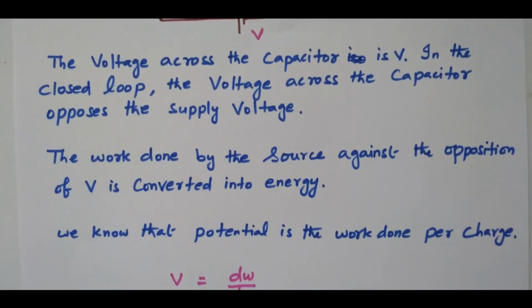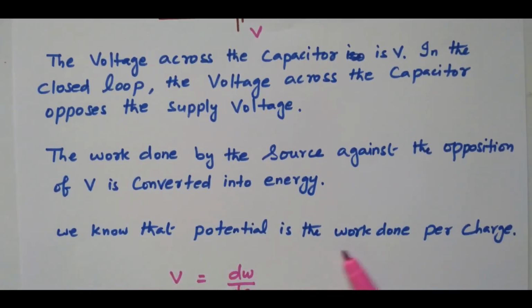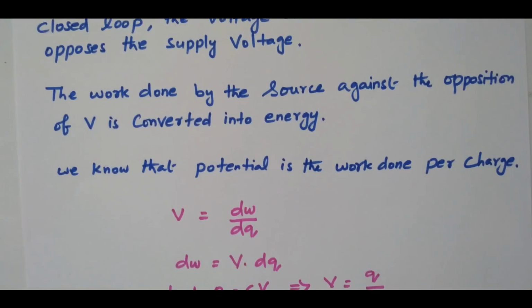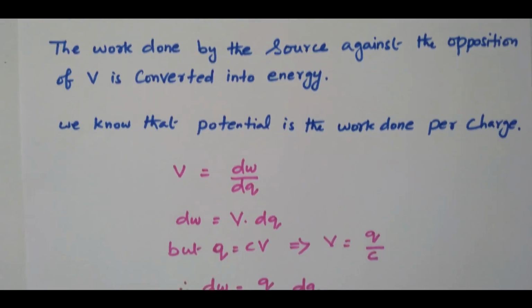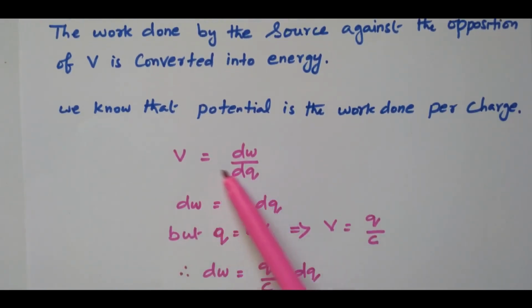We know that potential is the work done per unit charge. So what is the potential? V equal to dW divided by dQ. The potential equals work done per unit charge. From that, dW equal to V into dQ.